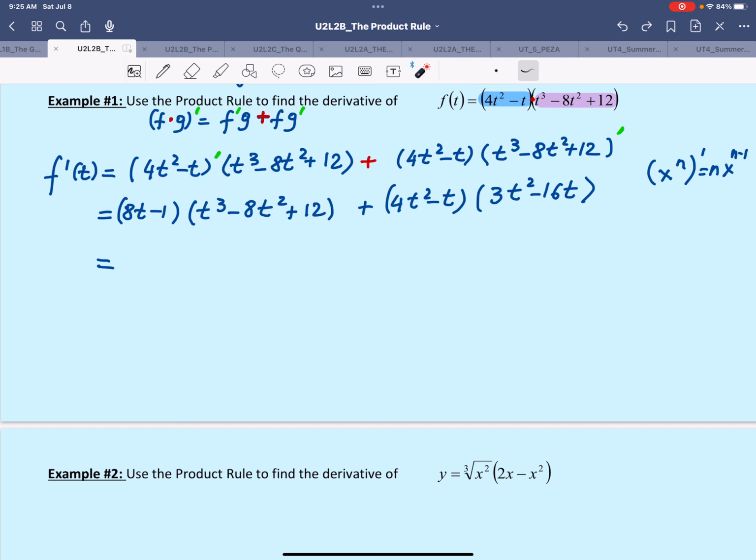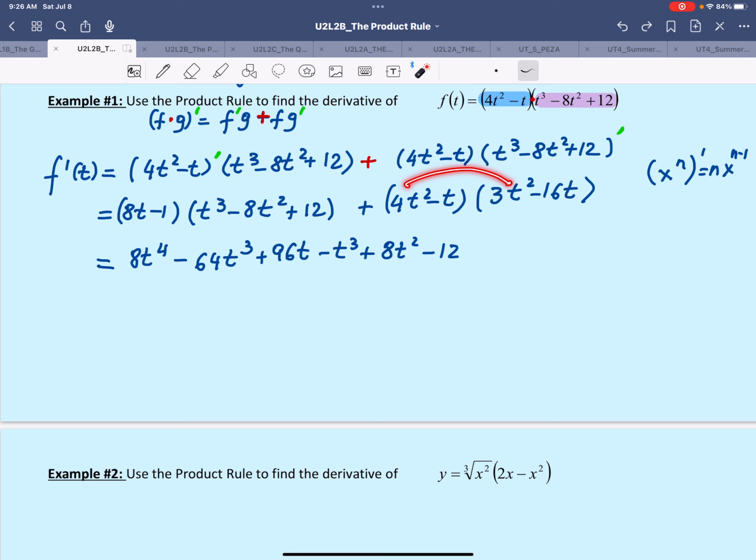So we have 8t to the power of 4, and then minus 64t to the power of 3, plus 8 times 12, 96t, and now negative 1 times t cubed, negative t cubed, negative 1 times t squared, negative t squared, positive 8t squared, negative 1 times 12, negative 12. Now we'll continue with the next group of terms.